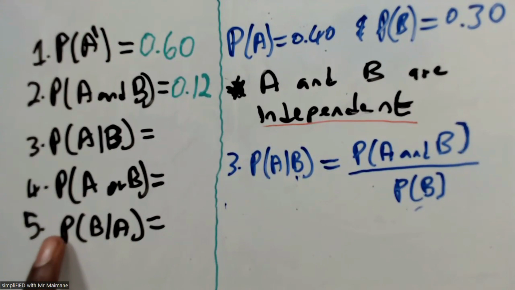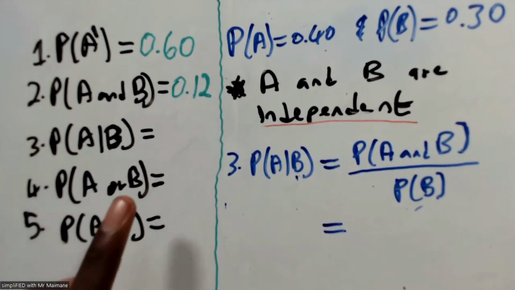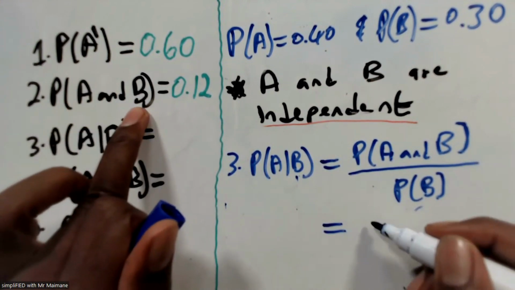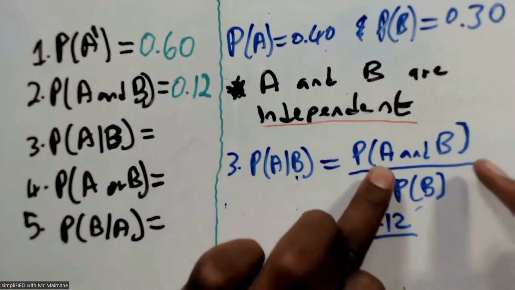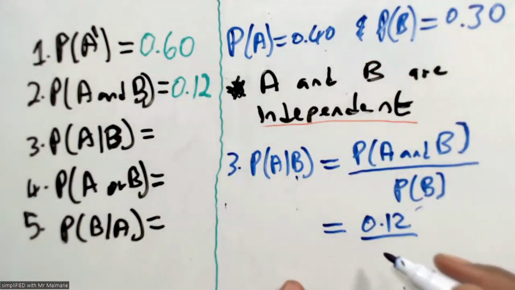You will see when we do number 5 how it looks in terms of the opposite. So this is going to be, we already calculated the probability of A and B, it was 0.12, and then we divide by the probability of B, which is given to be 0.3.